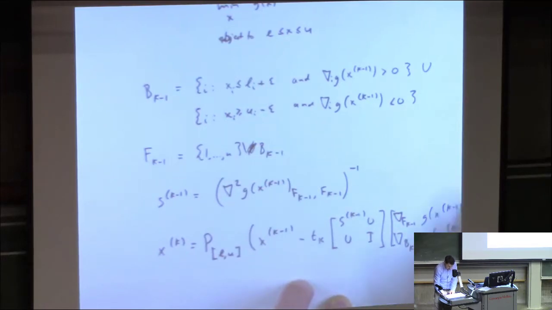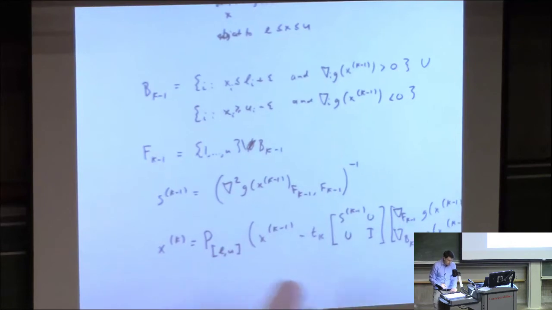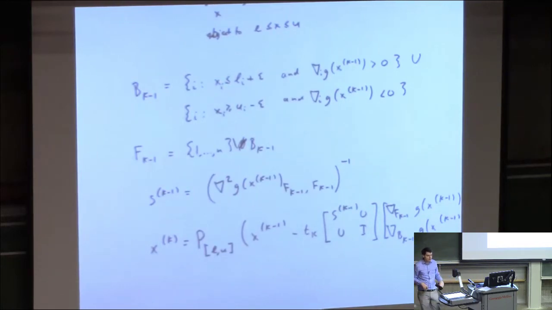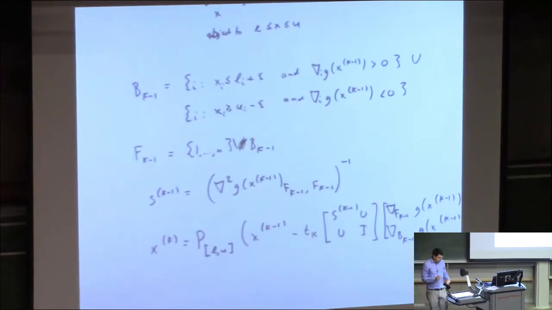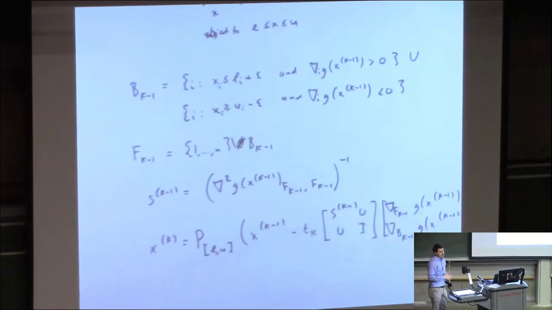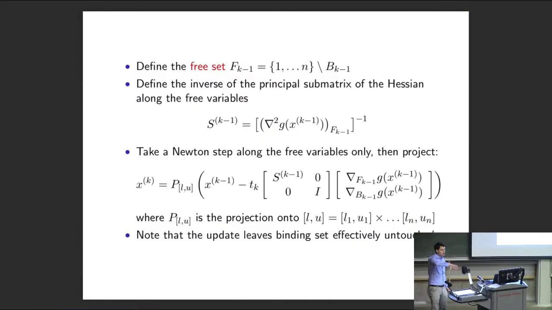So basically, I take a gradient step, or sorry, I take a Newton step with this sub-matrix of the Hessian in my free variables, and then I project everything back into the set, and I restart. And by the way, these sets can change now, of course, right? Because two things can happen. A variable can be at bound before, and once I move the other variables, all of a sudden the gradient points in the other direction, so it will no longer be in the binding set.